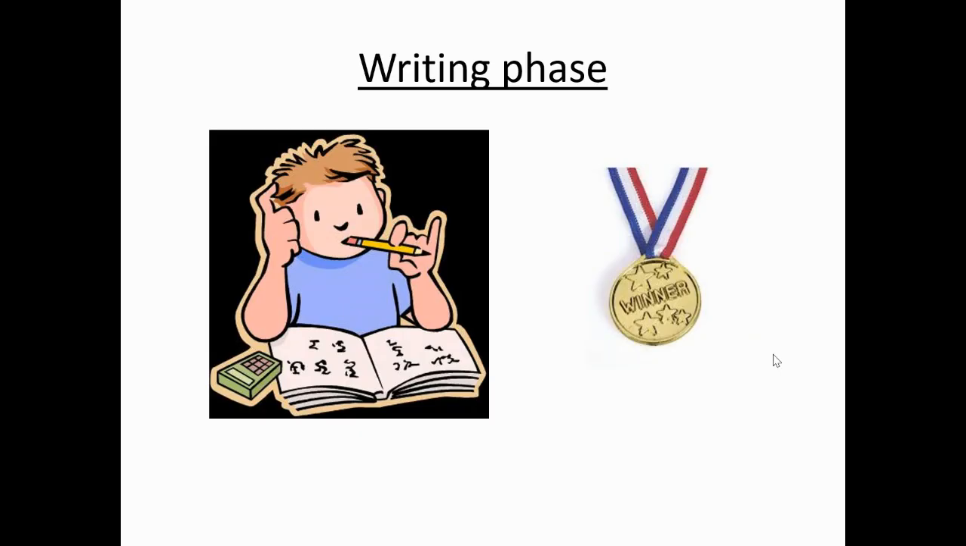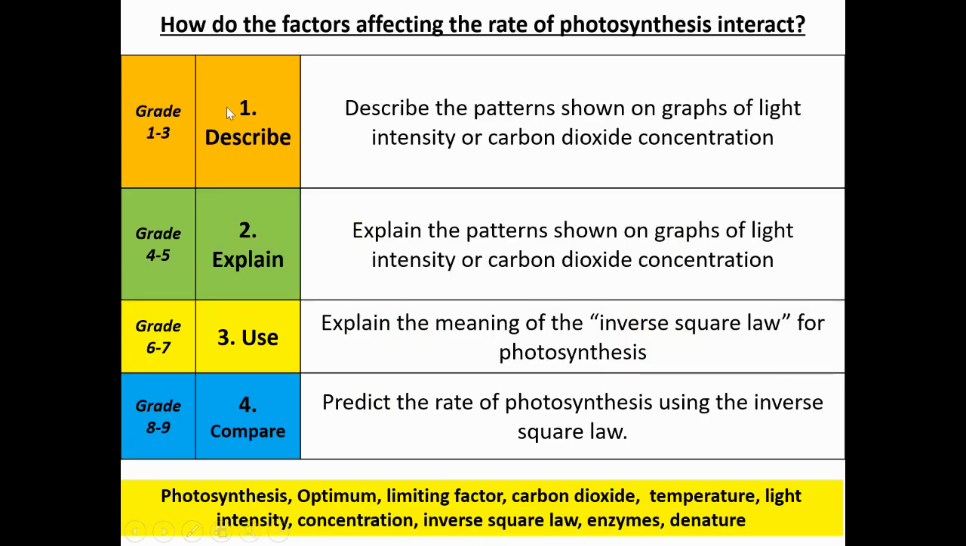Right, so can I please ask you to move on to get your page out, the one where you've got the driving question at the top. Please use full sentences for your answers. Make sure you show all your working out. And yeah, let's have a go. Driving question is, how do the factors affecting the rate of photosynthesis interact? Okay, start off please with the describe section. That is, describe the patterns shown on graphs of light intensity or carbon dioxide concentration.